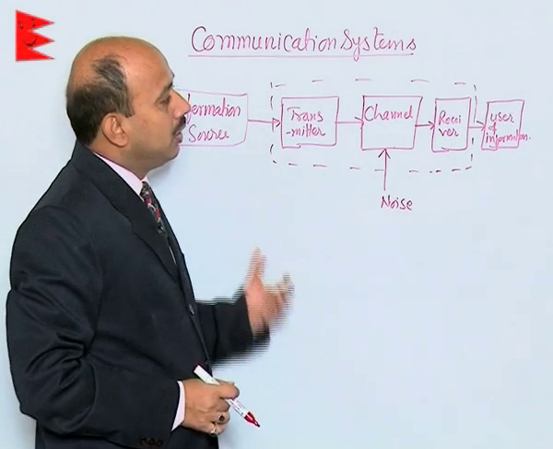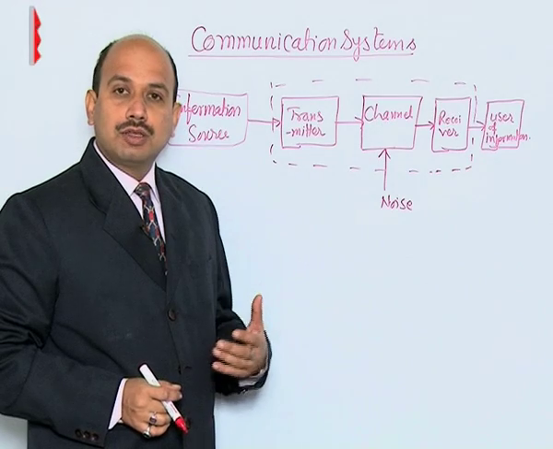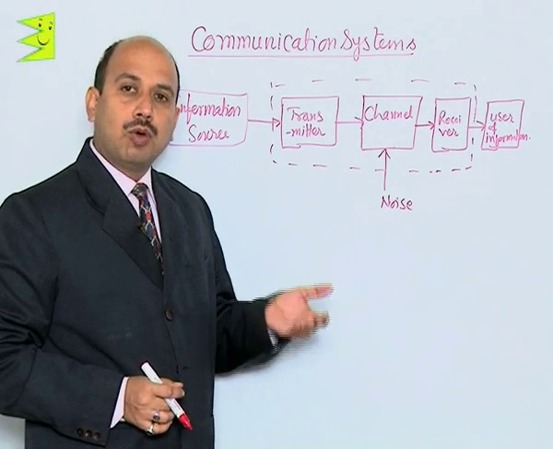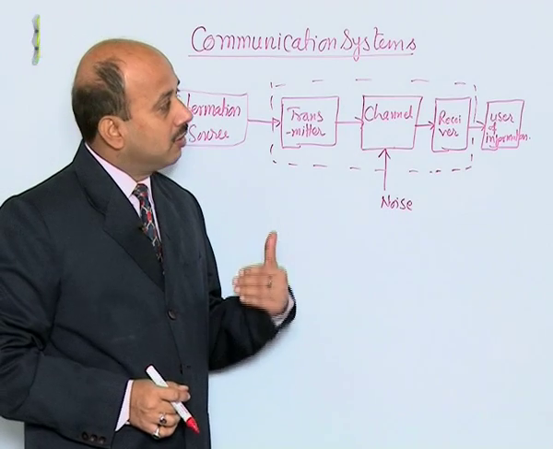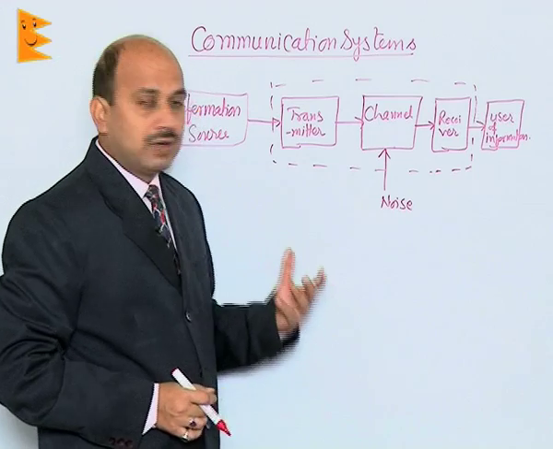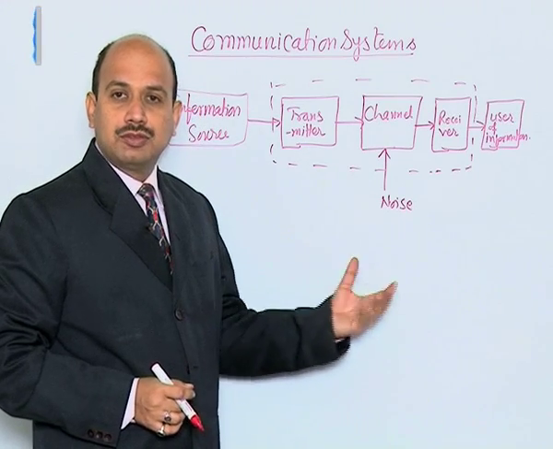In a communication system, how the signals or messages are transmitted from one place to another, and all the steps involved in this process, have to be studied in this chapter. So let us see the first block diagram of the communication system.